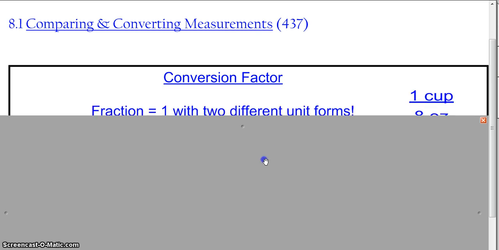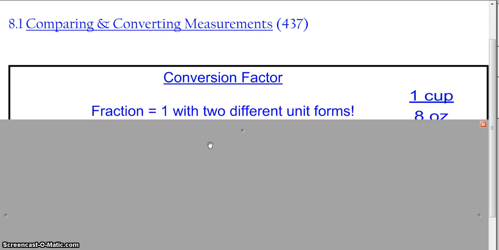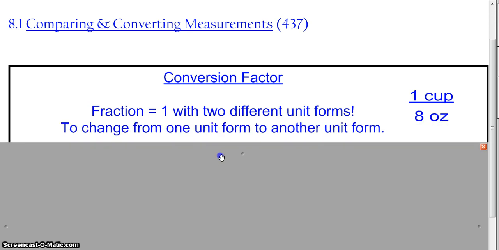Okay? Conversion factors are fractions that equal 1, but they have 2 different unit forms, which is why you need the table. We use these to change from one unit form to another unit form. So look at this first conversion factor in the right side of the box. 1 cup, did you know, equals how many ounces? 8 ounces. So this actually equals 1. If I just gave you the fraction 1/8, does that equal 1? No, 1/8 doesn't equal 1.